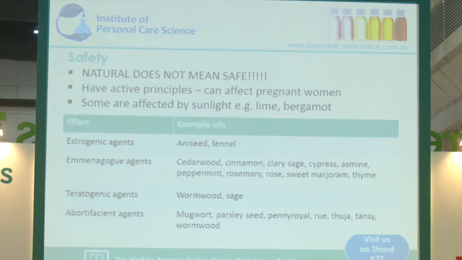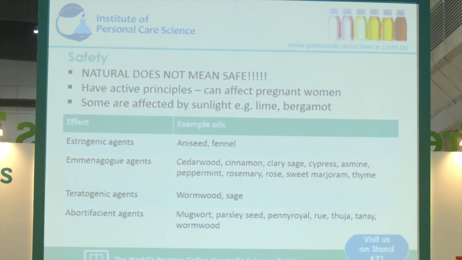Now is a really good time to talk about safety. So you could see they had some big usage rates in some products. Natural does not mean safe. Okay, consumers will think that. They're allowed to. We as formulators, or those of you who are marketing people, cannot just assume natural means safe.